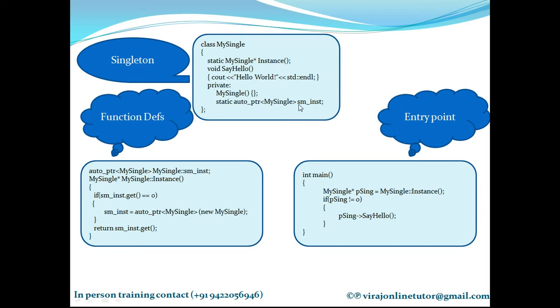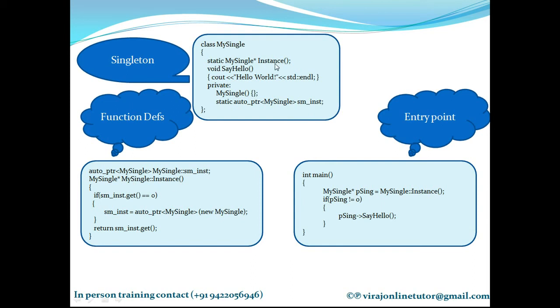Then I have the instance variable I showed on my previous slide in the UML diagram. So this sm_inst is my instance variable which will save the object that I am creating. I have used auto_ptr for saving it. Okay, so this is the singleton class. Now let's go to the function definitions. Since I used this instance member as a static, I am defining it outside.